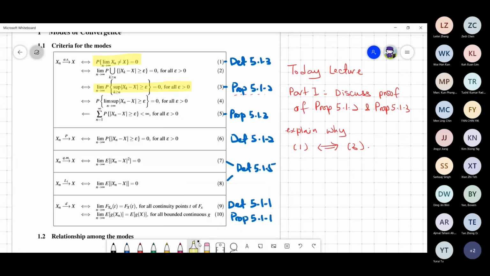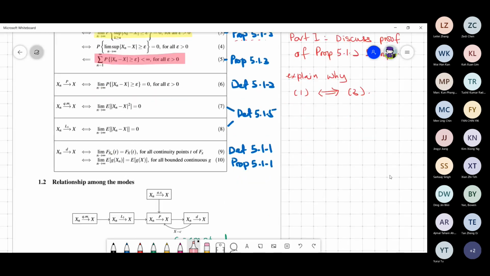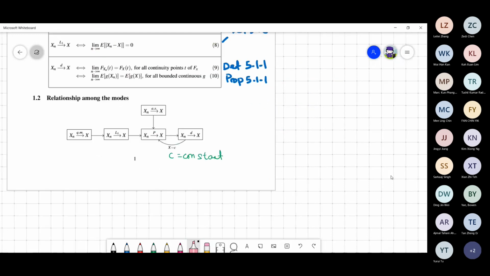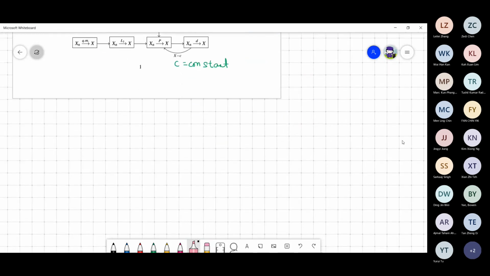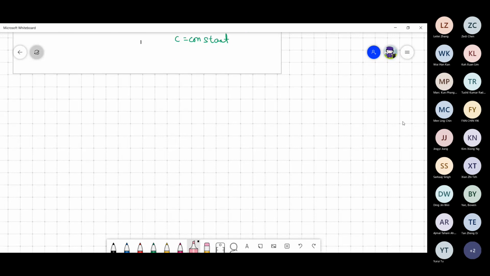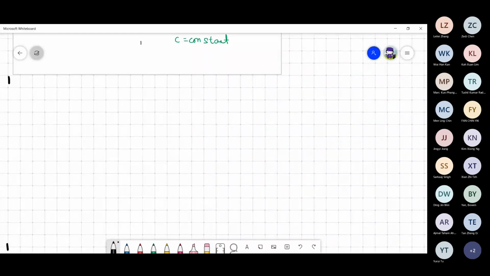So this and this are equivalent, and these conditions always imply one of these. Okay, before we look at the proof for this proposition or result, we need to recall some properties over here.